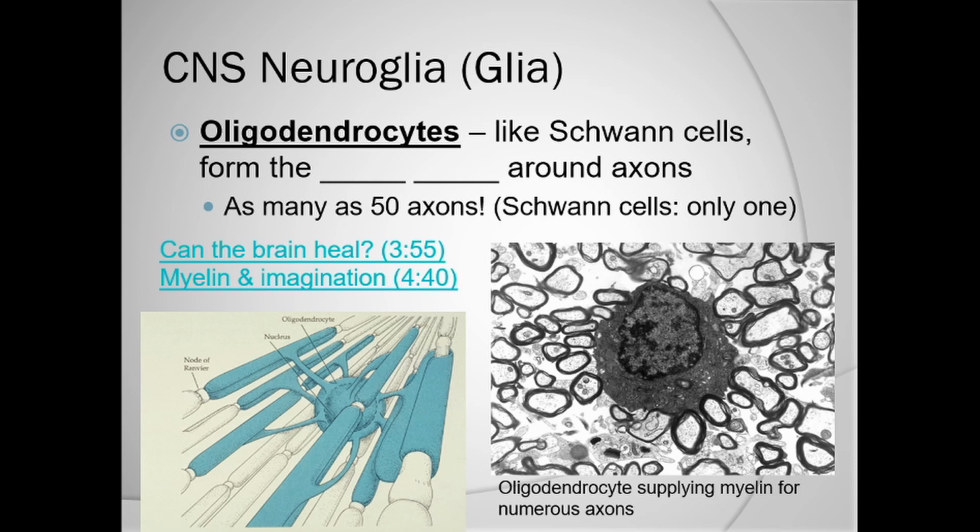And then there are the two video links there. They're somewhat related to this. They're both TED-Ed videos. Can the brain heal? Parts of it can. Some neurons are regenerative, many are not. And then, myelin and imagination.